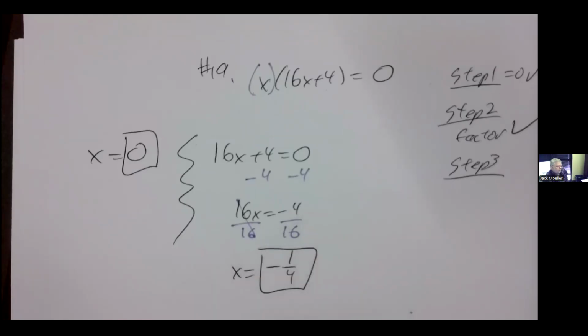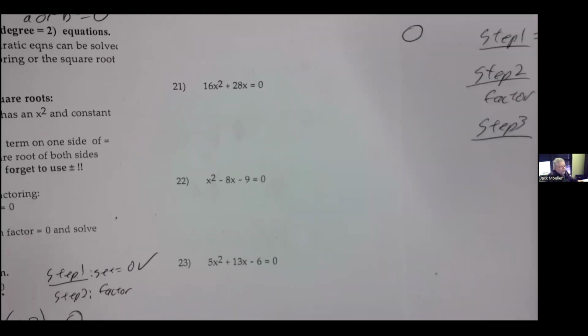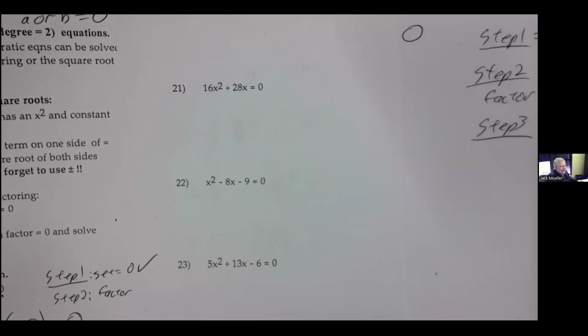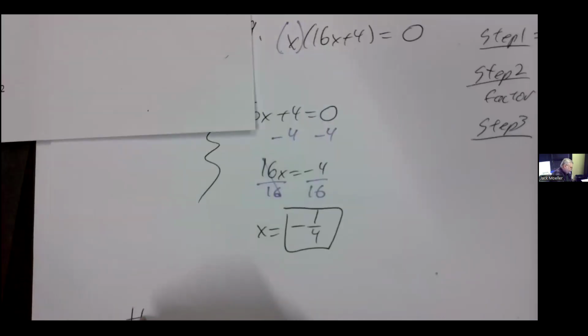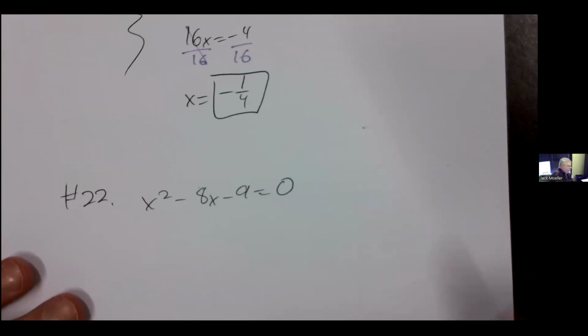All right. So when it comes to solving by factoring, if it's already equal to 0, already factored, most of the work is done for you. So let's jump to number 22. So we have x squared minus 8x minus 9 equal to 0.